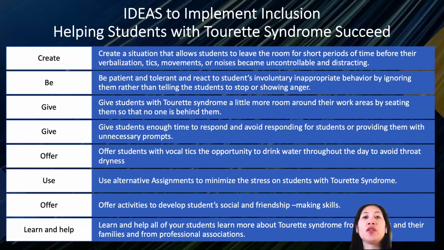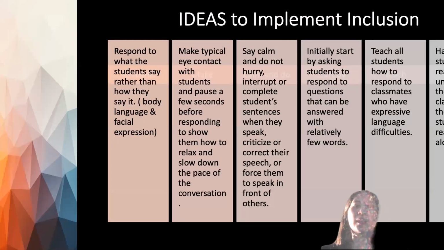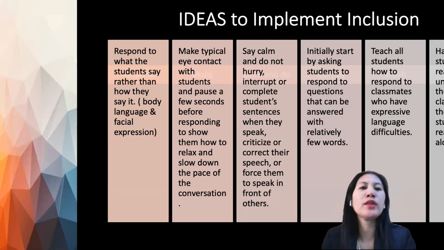Right, so we create situations that allow students to leave the room for short periods of time before their verbalization or movements or noises become uncontrollable. Be patient and tolerant to them. Give students with Tourette syndrome a little more room around their work areas by seating them so that no one is behind them. Give students enough time to respond and avoid responding for them or providing them with unnecessary prompts. Use alternative assignments to minimize stress of students with this syndrome and offer activities to develop students' social and friendship making skills.